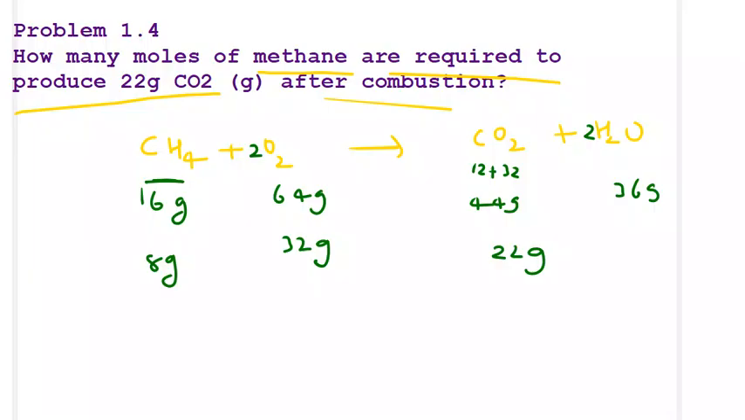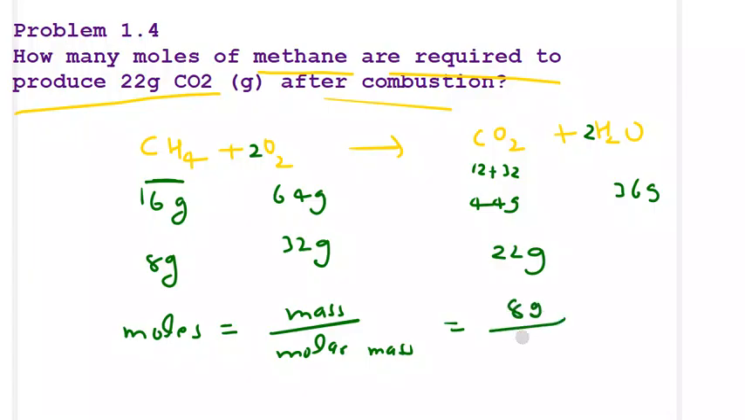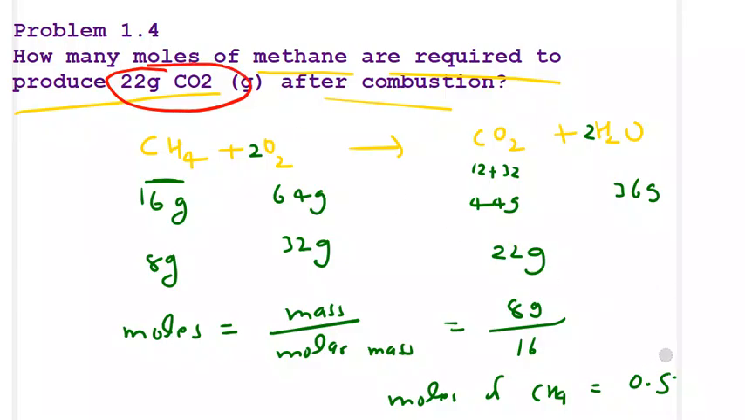Next we have to find out the moles of methane. Moles equal to mass upon molar mass. We have mass 8 gram and molar mass 16, so moles of CH4 equal to 0.5. This means for the production of 22 gram of CO2 we require 0.5 moles of methane. Next question.